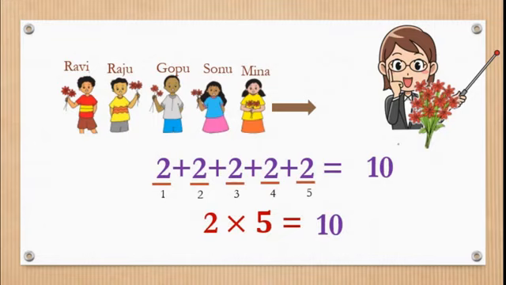Got this, students? Here we added 2 five times. Then we got 10. In another method what we did? 2 we have multiplied by 5 and we got 10. The second method is called the multiplication method.